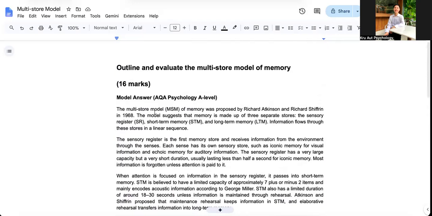I'm sure there are no other details we need. We don't need to refer to research because the question says evaluate the model. If the question says outline and evaluate research into the multi-store model, then that's going to be a different model answer. So read the question carefully.